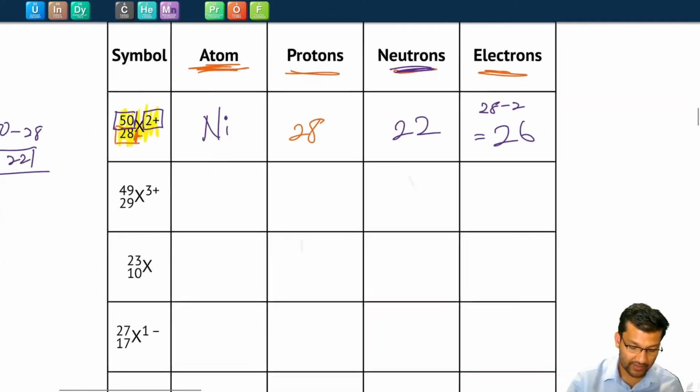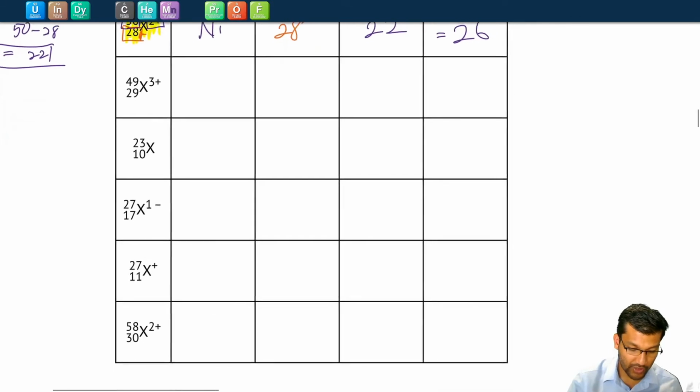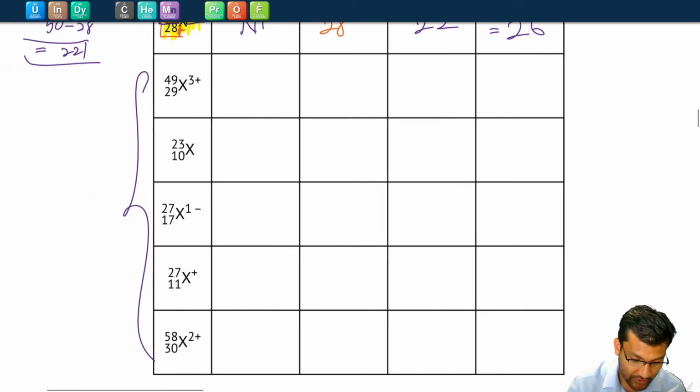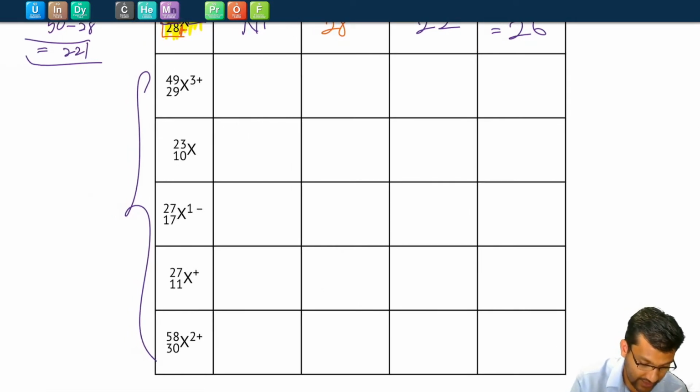I hope that all makes sense. Try these on your own. Pause the video, try these on your own, and when we come back, I'll just do one for practice. Okay, hopefully you've done all of these, and I'm going to choose to do this one. Let's highlight it for you, just to see if you got the same answer.